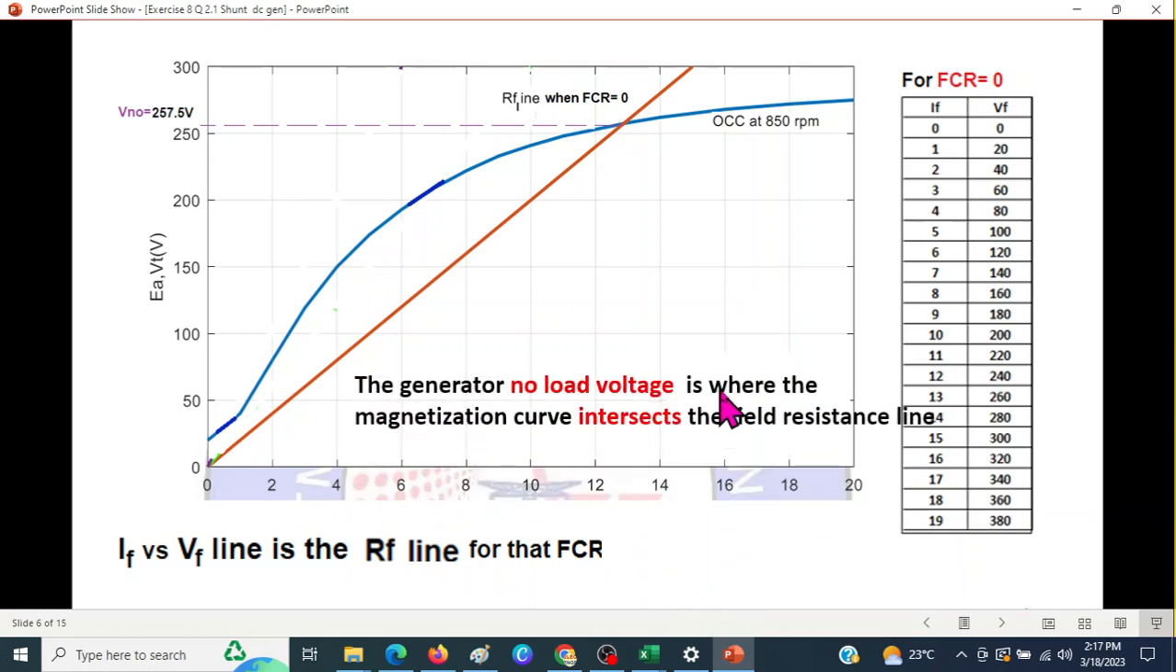The generator no load voltage is where the magnetizing curve intersects with the field resistance line. And from here you can see that it is 257.5 volts. This is just a guess, but since this is what has been given by the professor in his notes, I'm following this. But if you are a little bit out in guessing, no problem, you have almost the correct answer.